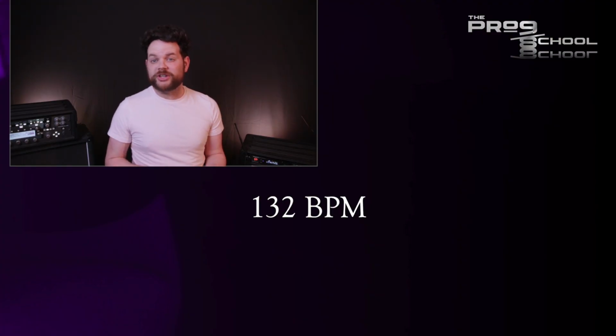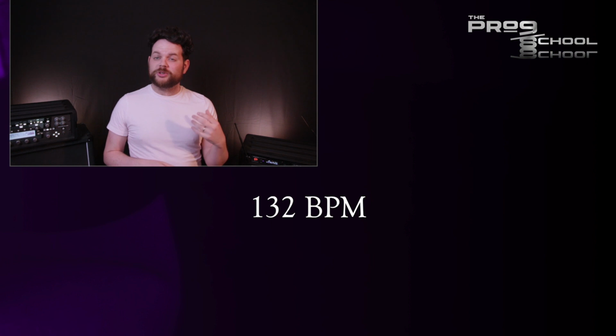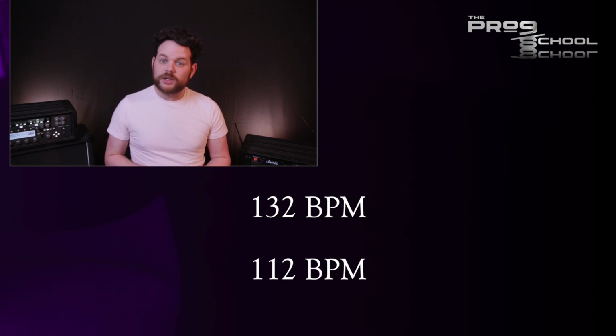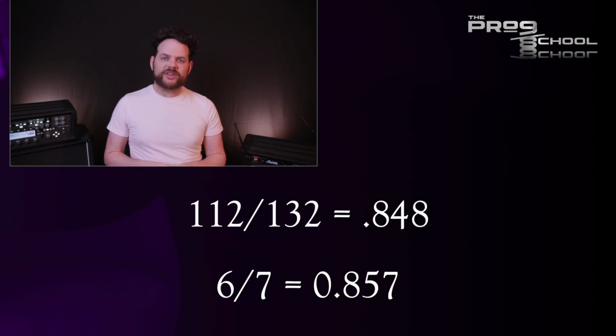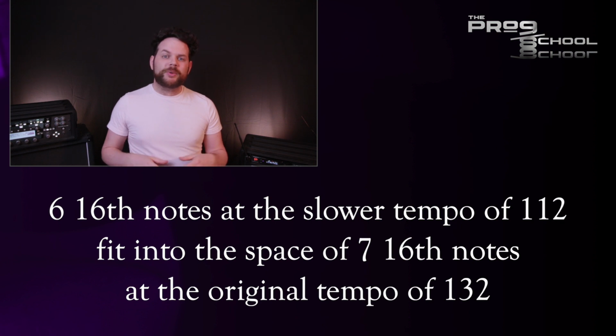What I did was to figure out what the tempo is when it slows down and see how that relates to the original tempo. The original tempo is roughly 132 beats per minute, and the slower tempo is roughly 112 beats per minute. 112 is about 6/7 of 132, meaning that what would normally fit in the space of 6/16 notes is now taking place in the space of 7/16 notes.